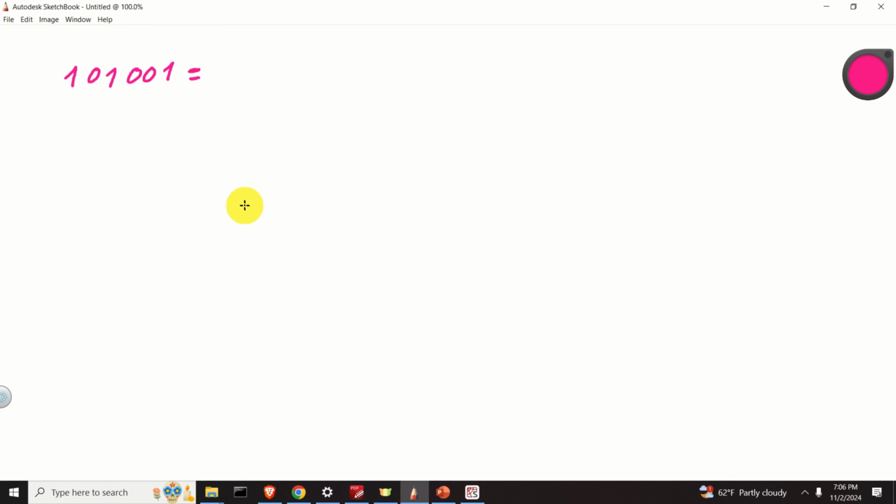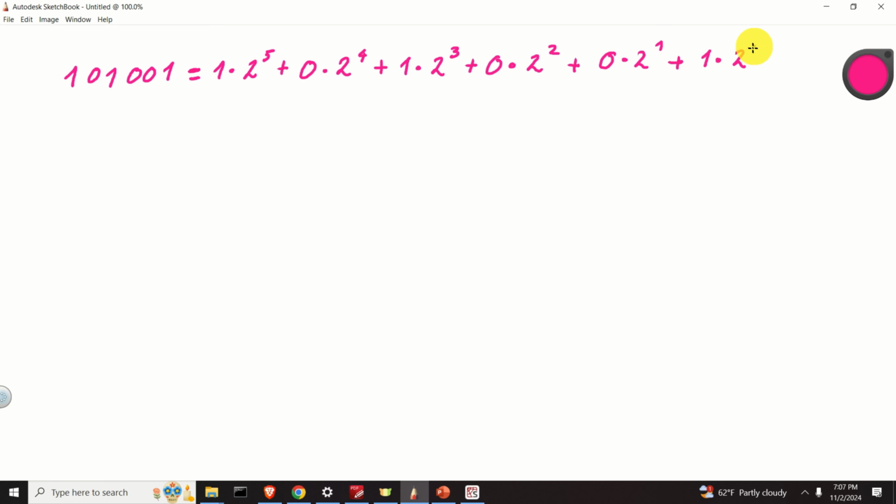Let's double check our computations. Let's represent the derived number as a decimal number. We have this coefficient is a5. Consequently, we have 1 multiplying 2 to the power 5 plus 0 multiplying 2 to the power 4 plus 1 multiplying 2 to the power 3 plus 0 multiplying 2 to the power 2 plus 0 multiplying 2 to the power 1 and plus 1 multiplying 2 to the power 0.